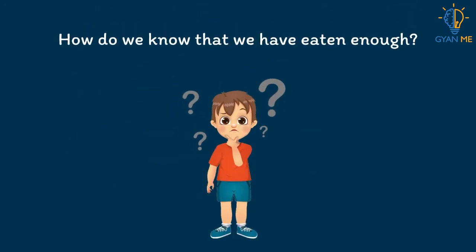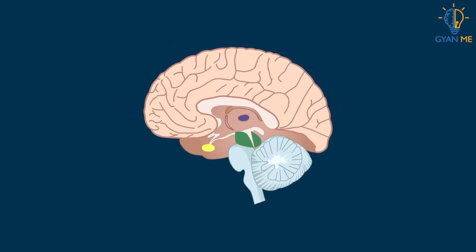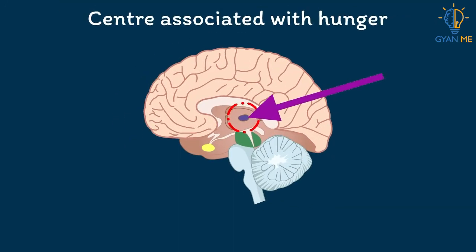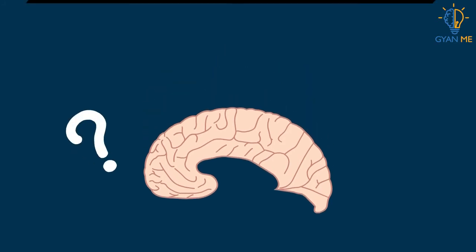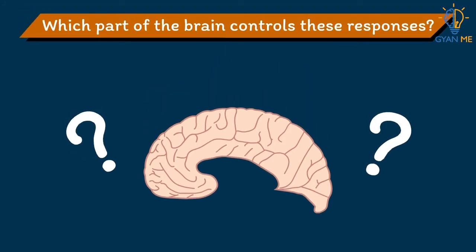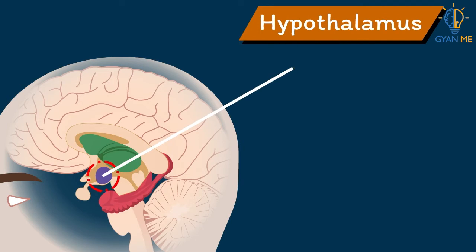For example, how do we know that we have eaten enough? The sensation of feeling full is because of a center associated with hunger, which is in a separate part of the forebrain. Which part of the forebrain controls these responses? These are controlled by another important part of our forebrain called the hypothalamus.